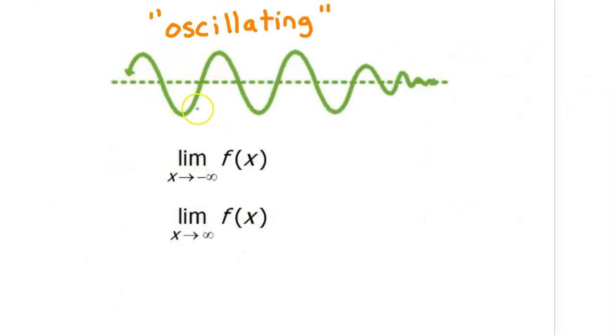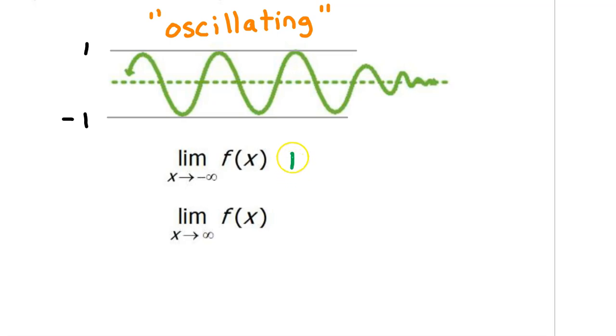This green function is oscillating between negative and positive as it goes to the left and the right. What is the limit of f of x as x approaches negative infinity? Well, as the input values decrease without bound, f of x oscillates between positive 1 and negative 1 forever. Because the output values oscillate between two different values, never approaching a single value, this limit does not exist. Do not put an equal sign here.